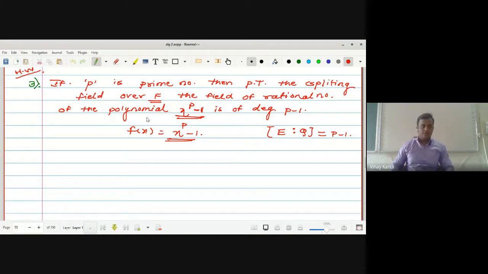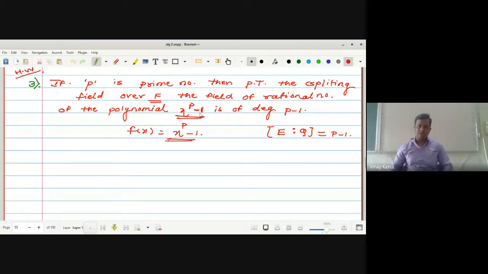If P is the prime number, then prove that the splitting field of x raised to P minus 1 over F, the field of rational numbers. What is F given? F is equal to the field of rational numbers. Then the polynomial x raised to P minus 1, what is the polynomial degree? Degree of polynomial is P, a prime number.